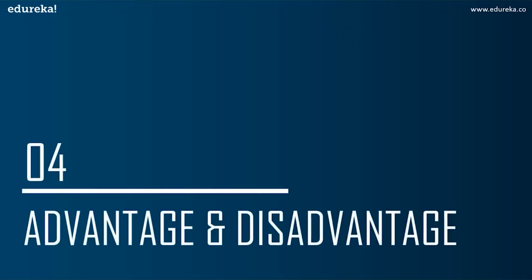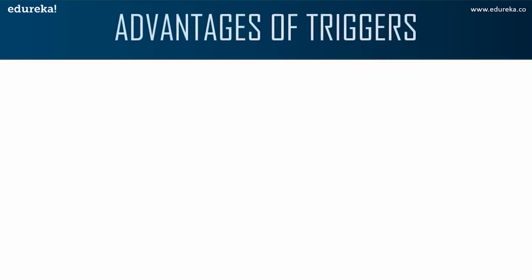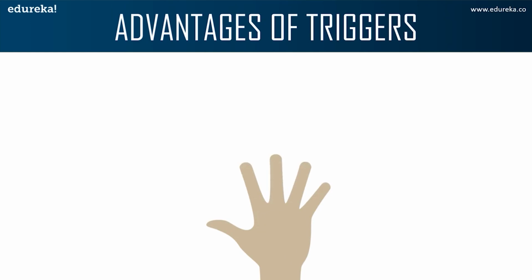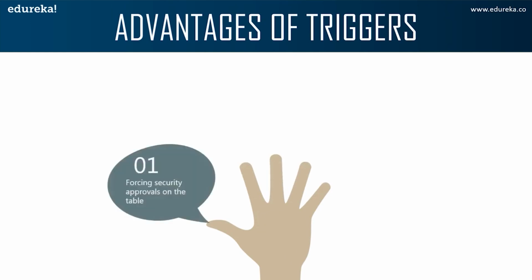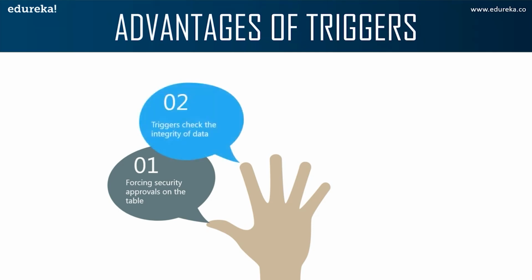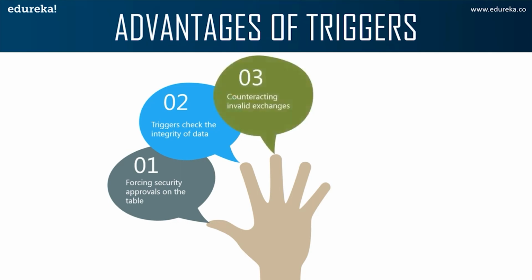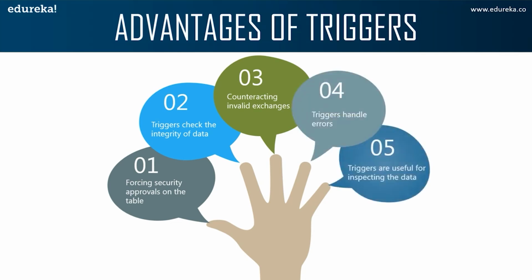Let's move to the next topic, that is advantage and disadvantage. Let's look at the advantages of a trigger. The first one is forcing security approvals on the tables that are present in the database. The next one is triggers provide another way to check the integrity of the data. The third one is triggers counter-react invalid exchanges. The fourth one is triggers handle errors from the database layer. And the final one is normally triggers can be useful for inspecting the data changes in the table.